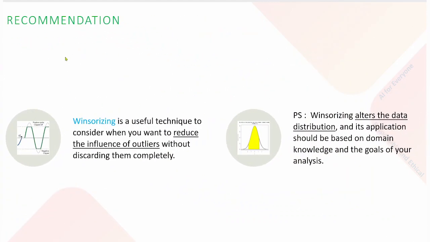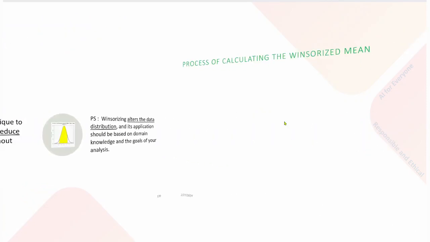So when do we use Winsorized mean? It is useful when you want to reduce the impact of outliers without removing them completely from the data set. So Winsorization can alter the data distribution, and the application of Winsorization should be based on the domain knowledge and the project goals.